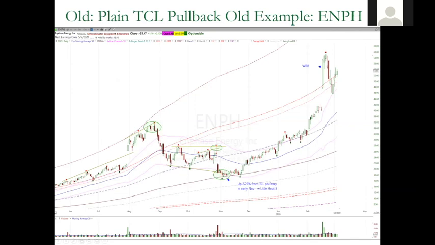It's up 229%. This is an unusual case. Most pullbacks don't give you this kind of reward, but this happened to be an exception. This one gave you a massive reward.